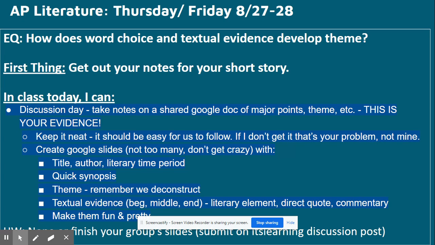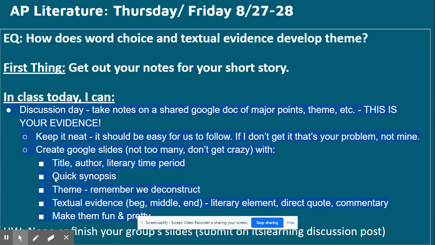All right, so do some quick research on your author, figure out when it was published, what was going on. That's going to help you make meaning of it too. And this is stuff you can do before you guys even start on this Google slide. Like you can add that information to your notes page, okay?